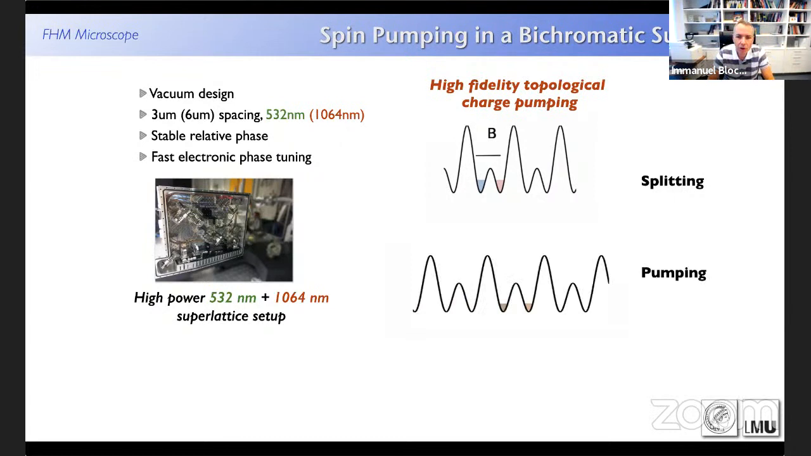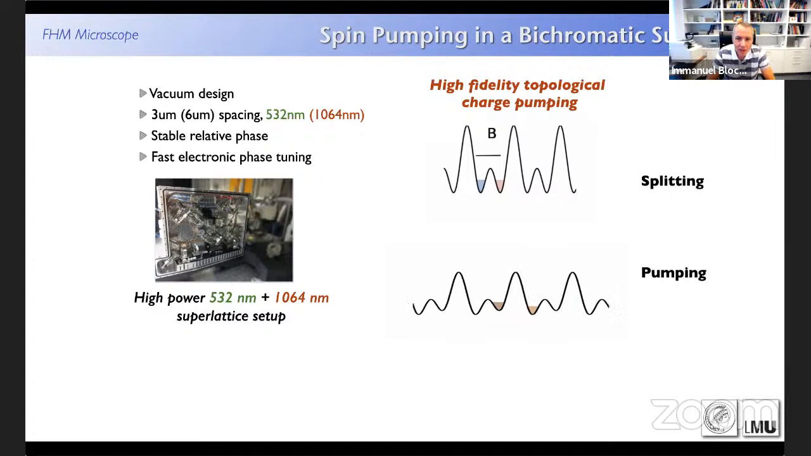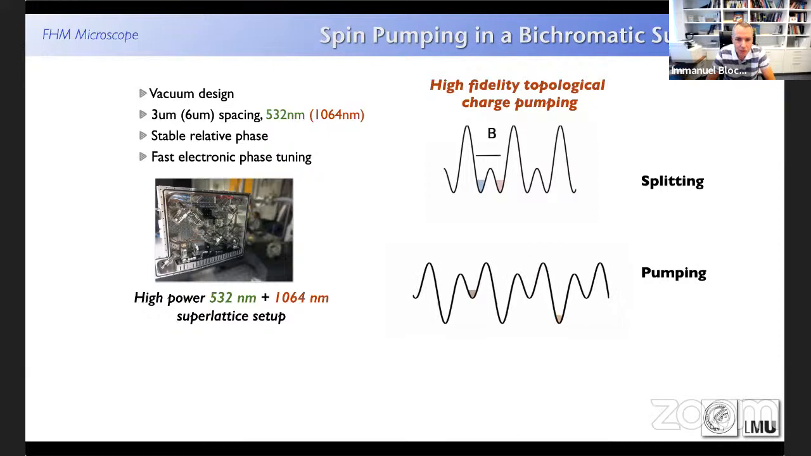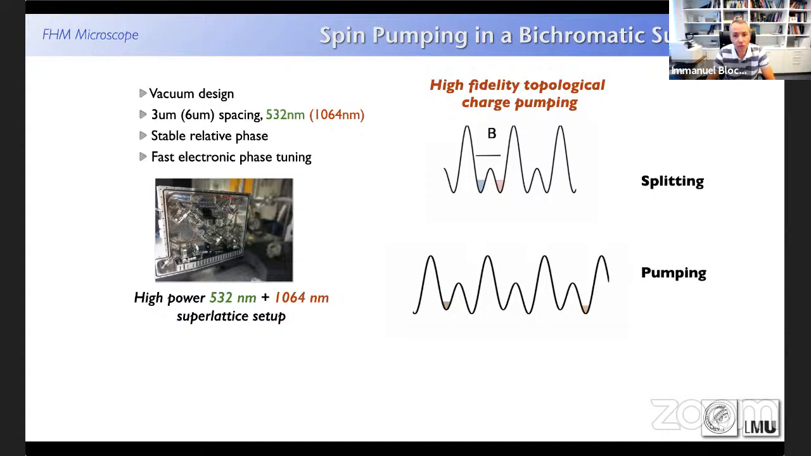And then we do a modulation of the superlattice parameters in the following way, what we call charge pumping or spin pumping in the system, that allows us to separate those two planes from each other, increasing the separation in each pumping cycle. And because this is a topologically protected process, it actually works with extremely high efficiency.